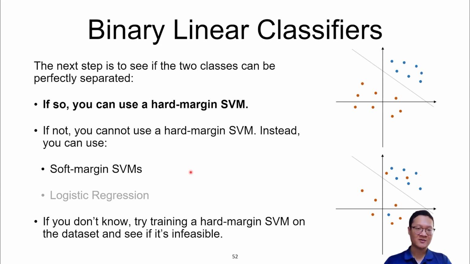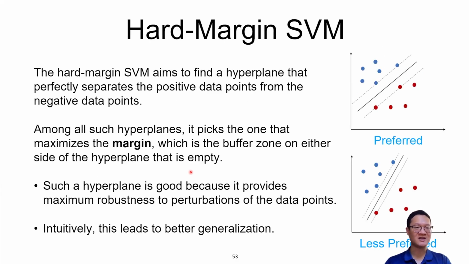Okay, so the most basic version of this is the hard margin SVM. And the goal of hard margin SVM is to find a hyperplane that perfectly separates the positive and the negative data points. And there could be multiple hyperplanes that perform this, but we would like to choose the hyperplane with the highest margin. And the margin is basically the buffer zone on either side of the hyperplane that has no data points. So we like this hyperplane because it provides maximum robustness to perturbations to the data points. So this should lead to better generalization.